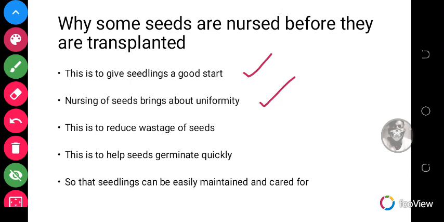When you nurse your seeds, what happens is that you know which ones are good and which ones are bad. Also, nursing helps seeds germinate quickly, so that seedlings can be easily maintained and cared for. So that's another reason why seeds are nursed before transplanting.